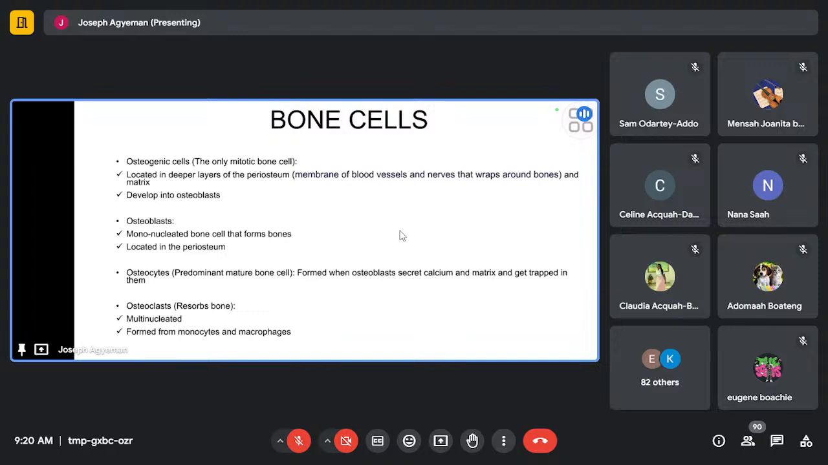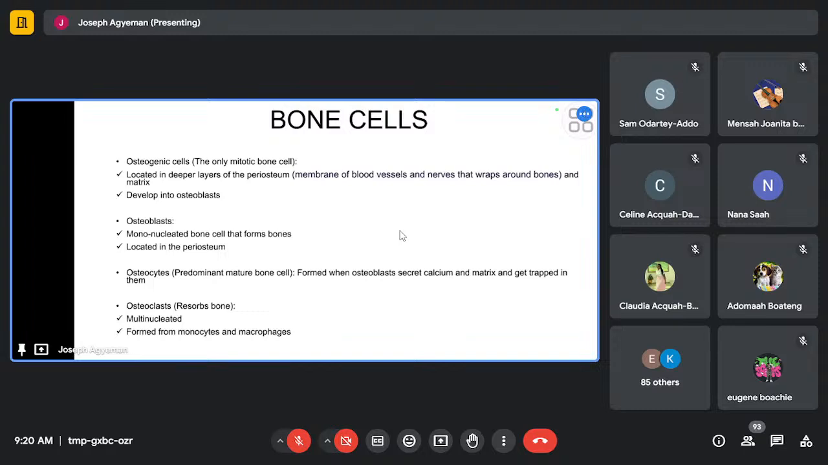Interestingly, these are the only cells that divide. These are the only bone cells that undergo mitosis, and they are located within deeper layers of the periosteum and the bone matrix. So the bone matrix is normally between the cells. So what is the periosteum?